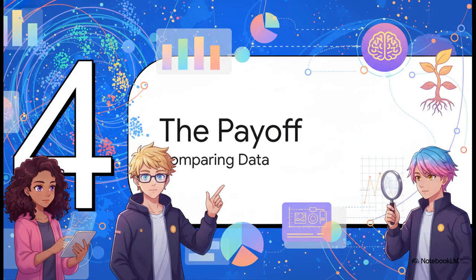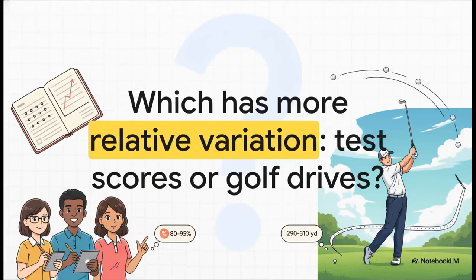Okay, so we have this powerful new tool. What's the point? What can we actually do with it? Well, this is where it gets really cool, because it lets us compare the consistency of things that are completely different from each other. For example, think about this question for a sec. What's more consistent? A student's test scores that might go from, say, 80 to 95, or a professional golfer's drives that might range from 290 to 310 yards? I mean, how on earth can you compare test scores in points to driving distances in yards?